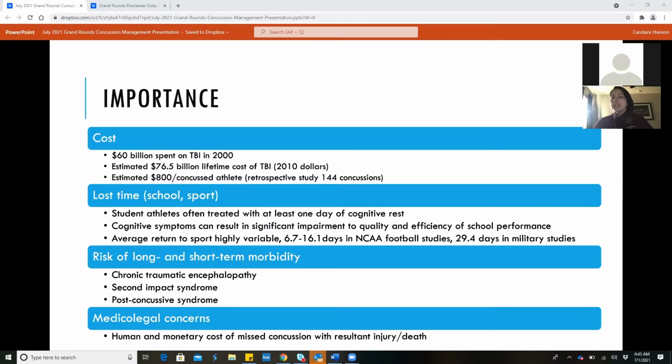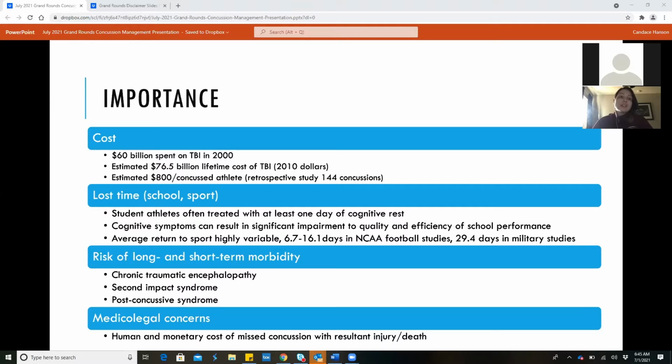In a military study, it was as long as 29.4 days before military recruits who suffered concussion were back in full activity. It was slightly less for military college athletes at about 26 days, but still significantly longer than the timelines we usually quote.